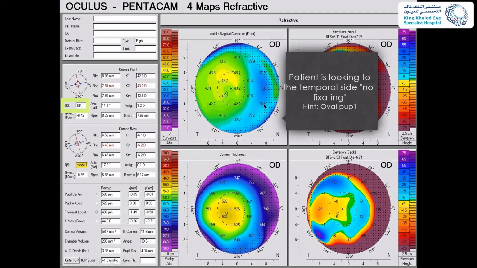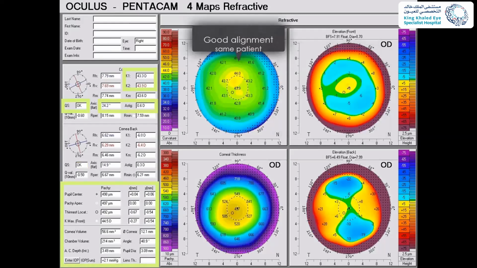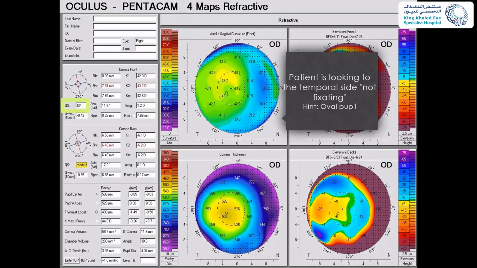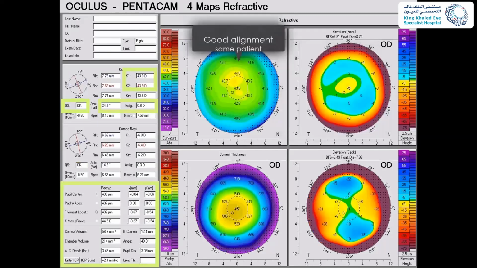And then you see a lot of extrapolated data on this side, depending on which side the patient is looking. So for the same patient, when he's looking straight, look, the indices changed compared to this. So make sure not only that it says okay, but that the pupil is round and symmetrical all around.